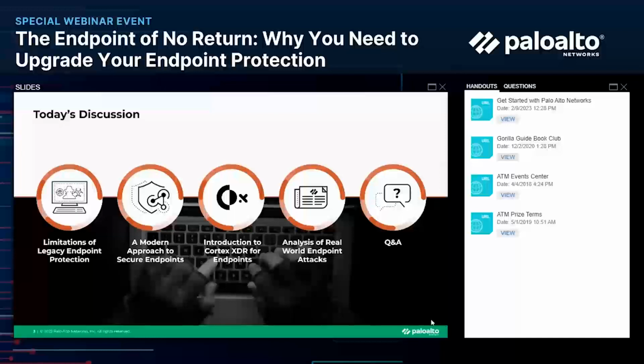So in the next 30 minutes or so, we will take a look at the limitations of legacy endpoint protection and explore a more modern approach to securing endpoints. Really what that looks like, what features are needed, and what you should be looking for if you're considering upgrading your endpoint security. Specifically, we'll take a look at Cortex XDR for endpoint and how it stops endpoint attacks as they become more sophisticated. We'll also take an in-depth look into recent endpoint attacks that made headlines this year for really wreaking havoc, and how organizations can avoid disruption by ensuring that they have the most effective protection in place. So let's get right into it.